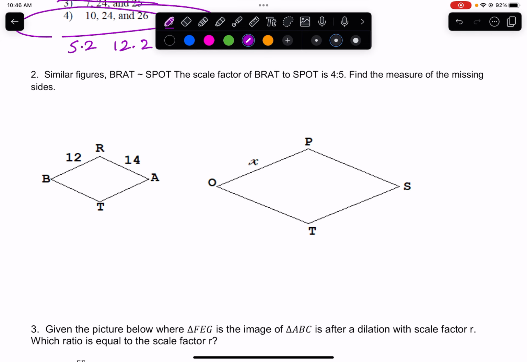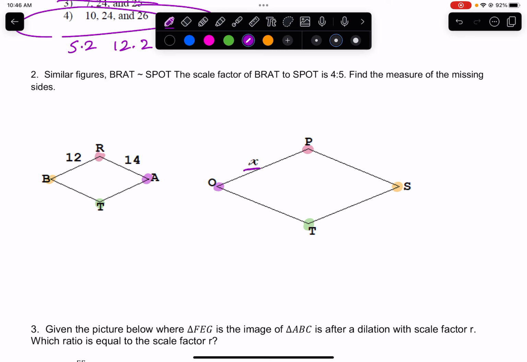So here they're giving us similar figures. So B corresponds to S, R corresponds to P, A corresponds to O, and T corresponds to T. The scale factor of BRAT to SPOT is 4 to 5. Find the measure of the missing sides. So we're only going to solve for x right now, just to keep it simple.